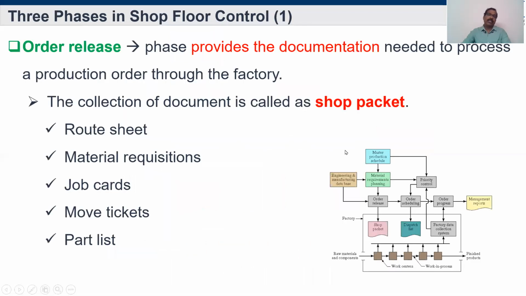So what is the order release phase? The order release phase provides the documentation needed to process a production order through the factory. It gives a document to the production shop or shop floor to start the production. These documents are collectively called the shop packet, a collection of documents. What documents are in the shop packet? First, the route sheet. The route sheet gives the way the component should pass through, for example from machine A to B, B to C, C to D.